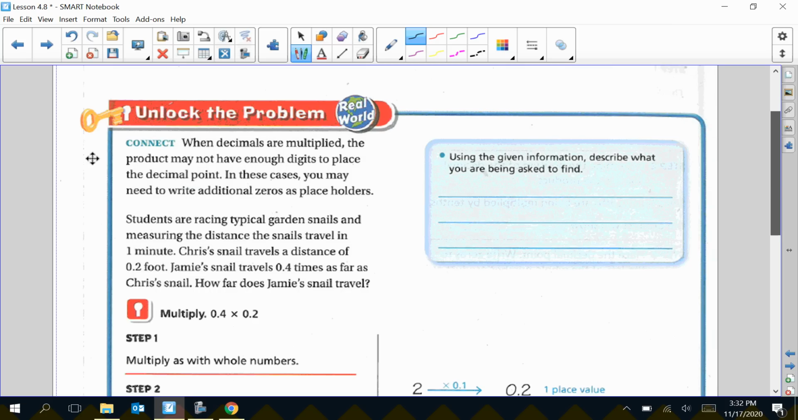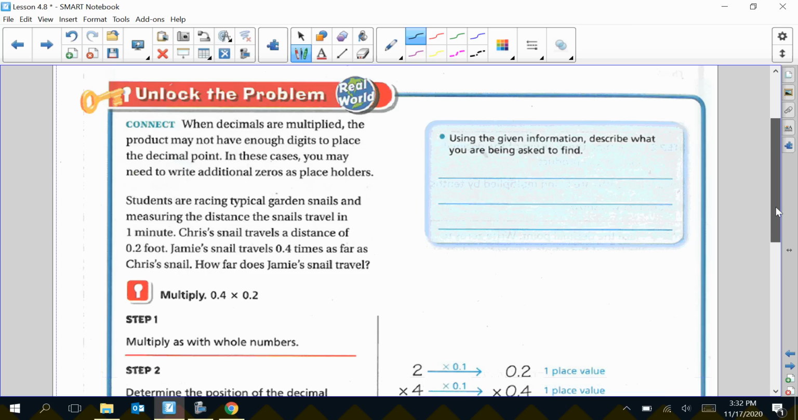What we're talking about here is connect. When decimals are multiplied, the product may not have enough digits to place the decimal point. In these cases, you may need to write additional zeros as placeholders. So if we don't have enough places to place the decimal, we add zeros as placeholders there.